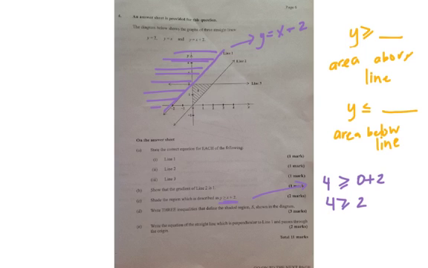If your question says y is strictly greater than or y is strictly less than, it means that we do not include the line as part of the shaded region.